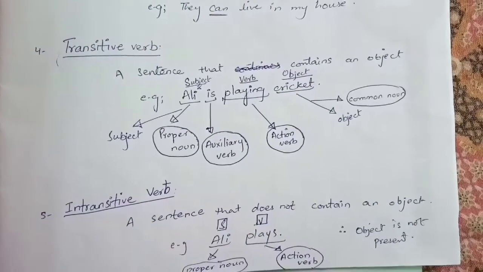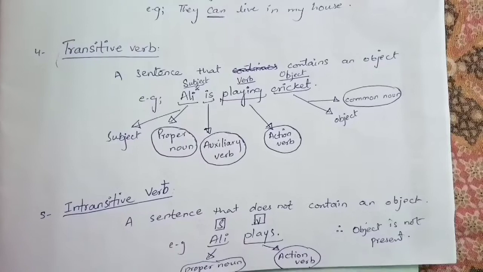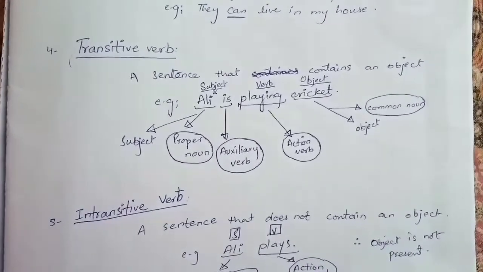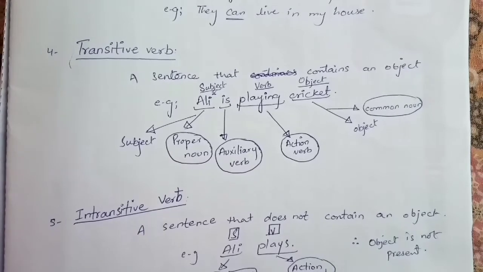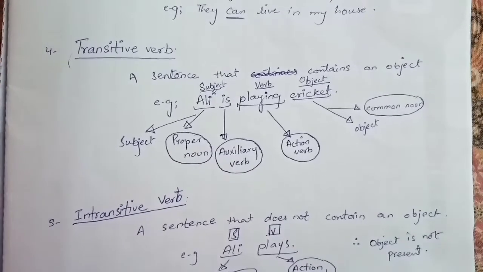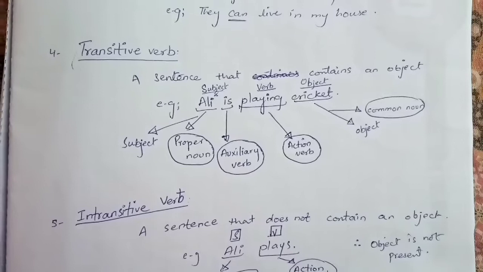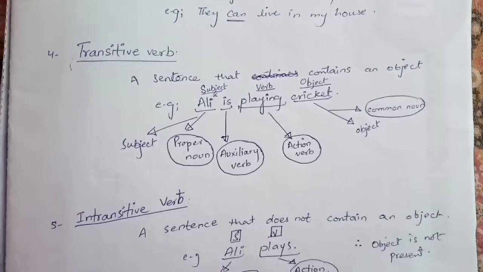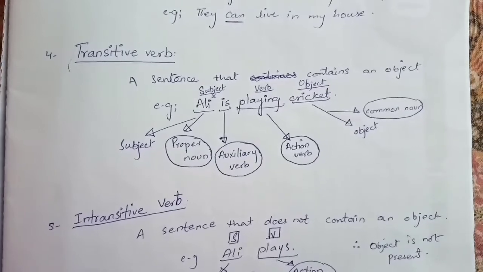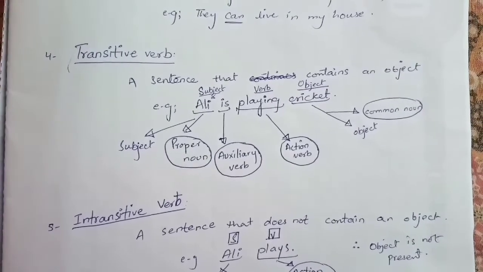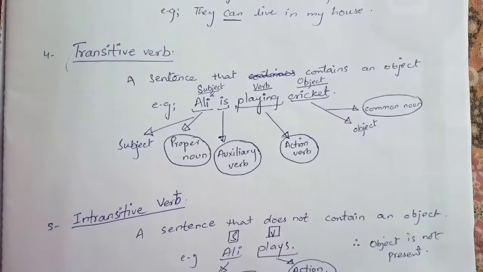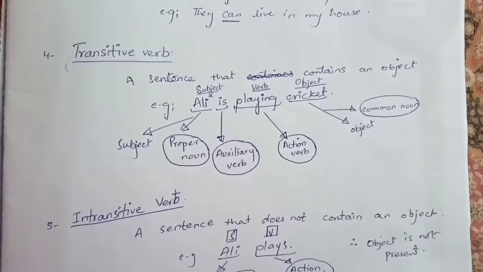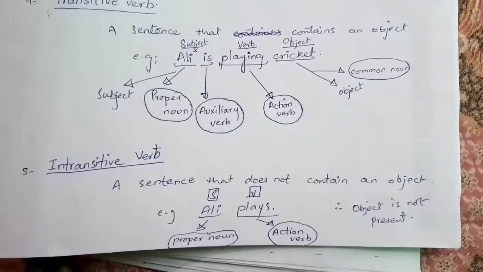When you are applying an action on a particular thing, that will be the object. Or if I say who is playing cricket and you answer Ali, then that will be the subject. So this sentence contains an object too. So it will be the transitive verb. Any sentence that contains an object at the end will have a transitive verb.